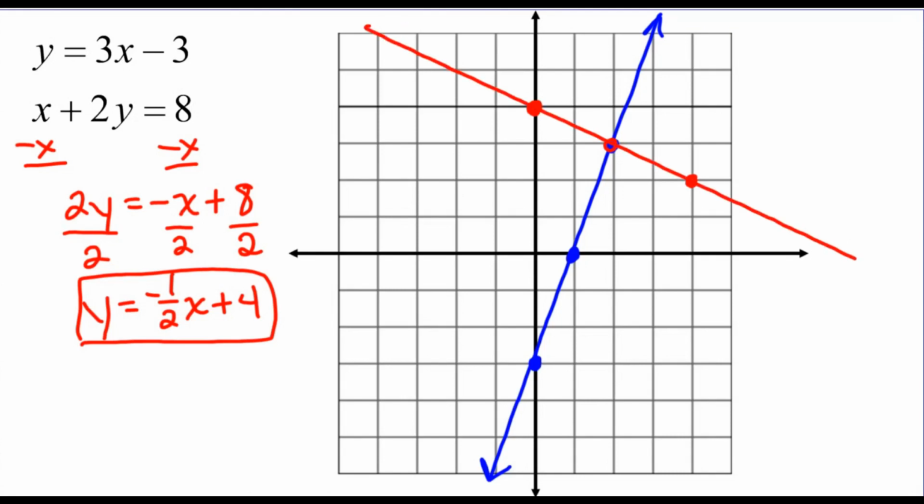It's very important to be as accurate as possible when drawing your lines. You've got to make sure you use a ruler, otherwise you're going to get the wrong location on your grid to find out where these two lines cross.